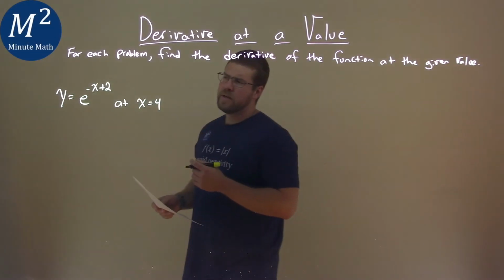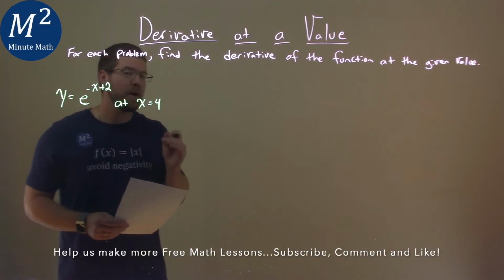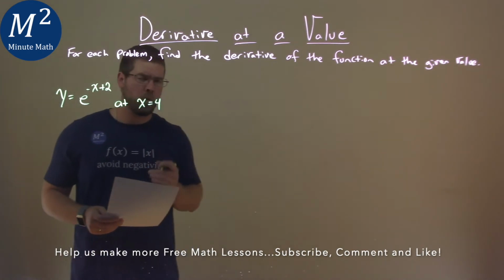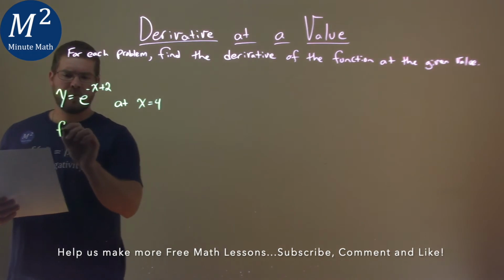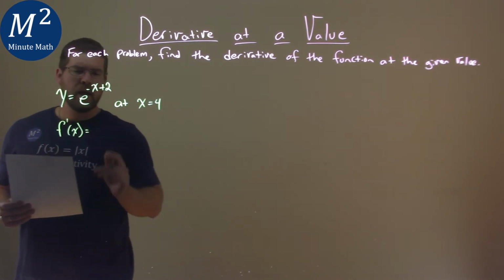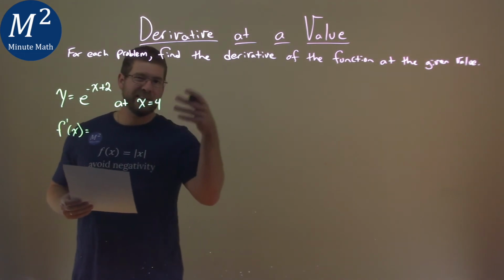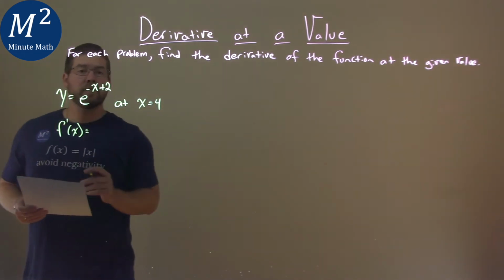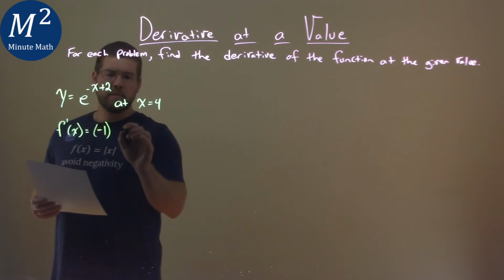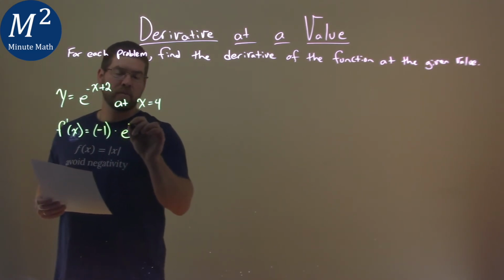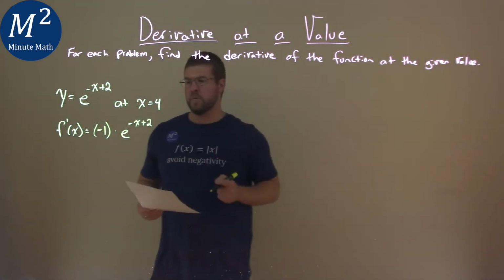We're given this problem right here, y equals e to the (negative x plus 2) power, and we need to find the derivative at x equals 4. Well, let's first go find the derivative of our function. Let's call it f prime of x here. And we have e to the u power, which has a derivative of u prime times e to the u. So the derivative of the exponent is just a negative 1, and that's multiplied by e to our exponent, negative x plus 2. Pretty easy, using that rule here.